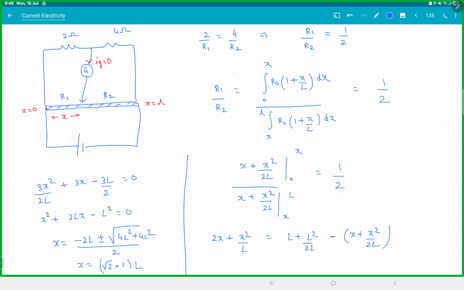So the idea is still the same. That ratio will still be equal to 2:4. You just have to integrate for the resistances. The limits will change: 0 to x and x to L. Clear with this?